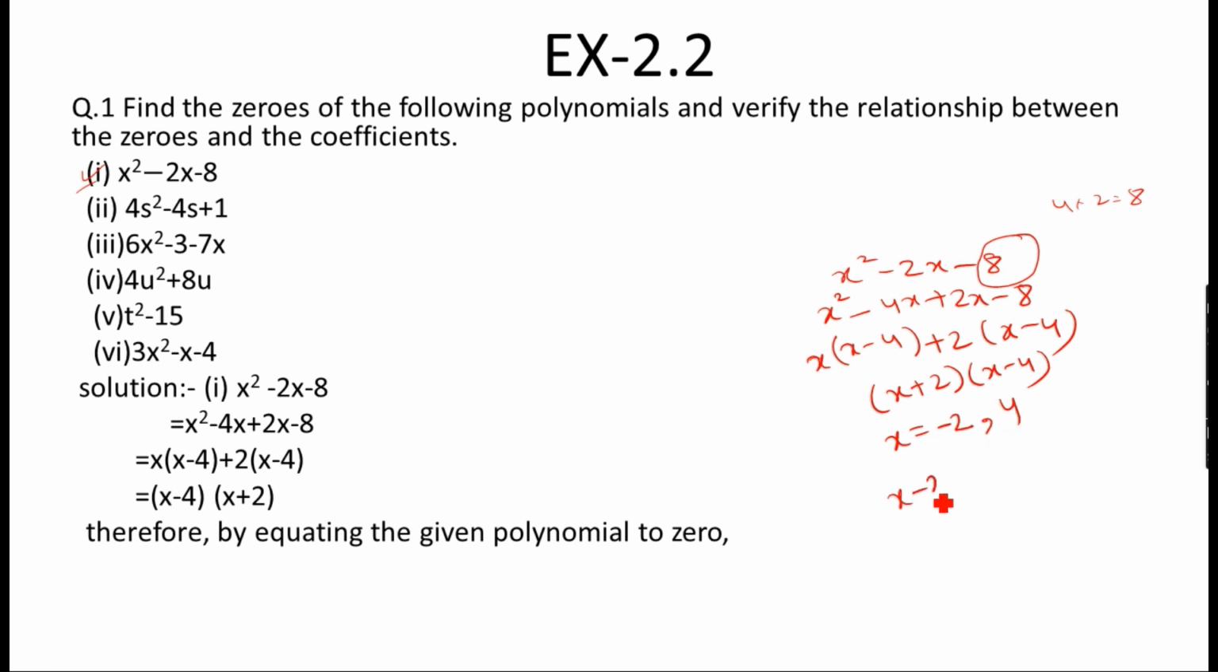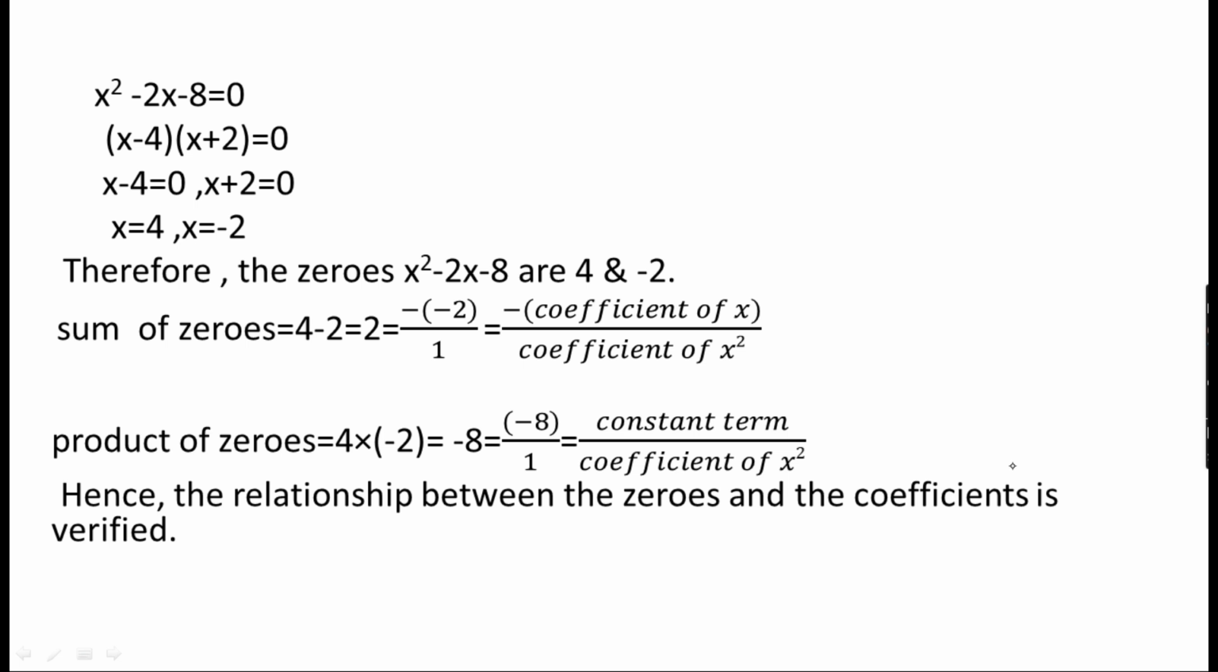When we take x plus 2 is equals to 0, we get x is equals to minus 2. And when we take x minus 4 is equals to 0, we get value of x is equals to 4. Therefore, the zeros of this polynomial are minus 2 and 4.